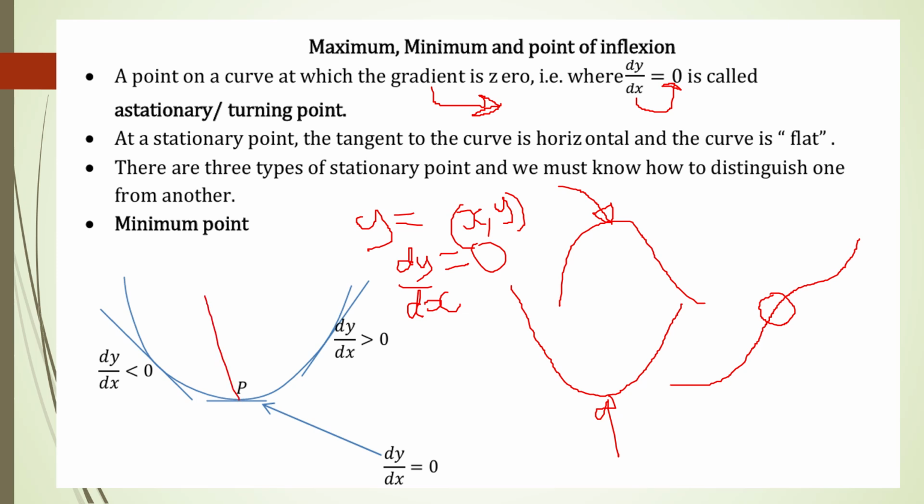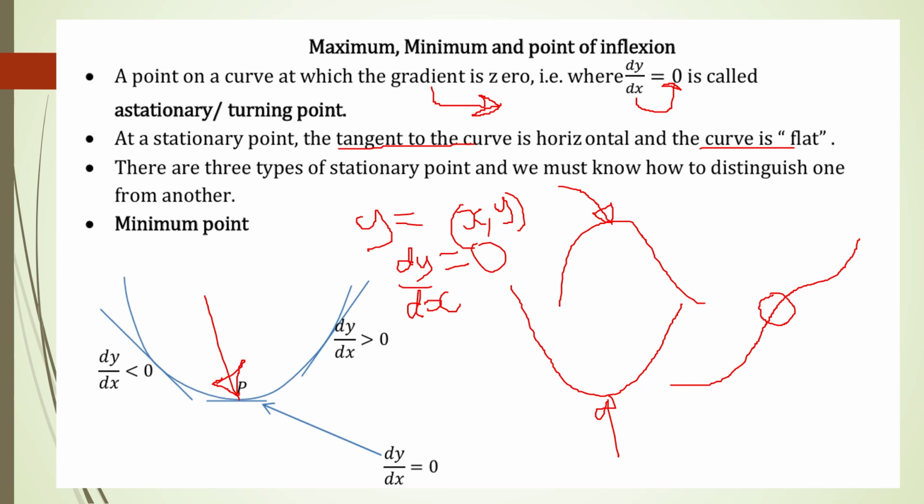For example, according to this curve, it's going to be point P. It's going to be that point at which the curve makes its peak. So we're going to say that at a stationary point, the tangent to the curve is going to be horizontal to the curve, or what you can refer to as flat.